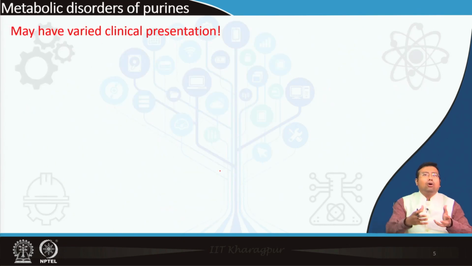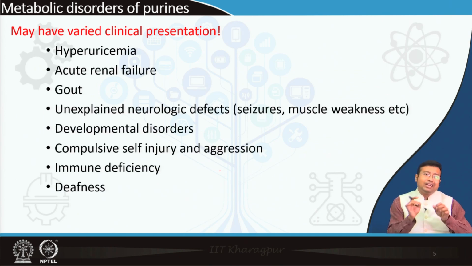So why are we bothered about these disorders of purine metabolism? Why are they so important? It is very important because these disorders may present with many variable symptoms. They can range from a simple rise of uric acid to kidney failure to a condition where the uric acid rise leads to inflammation of the joint, known as gout.